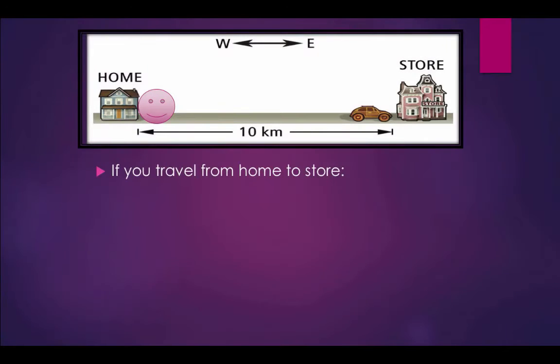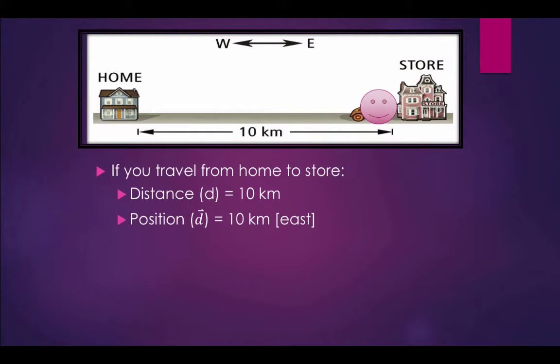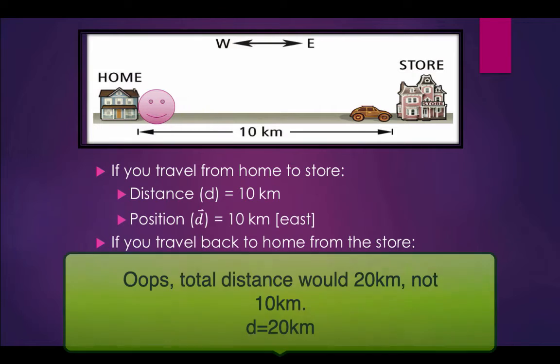If we were to travel from home to store, the distance covered, d, would be 10 kilometers. Our position would be 10 kilometers to the east. If you were to travel back to home from the store, your total distance would now be 10 kilometers.